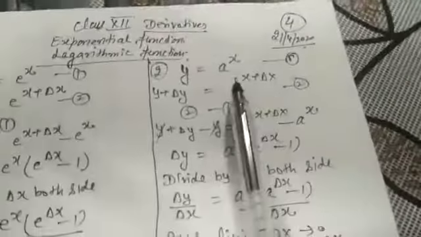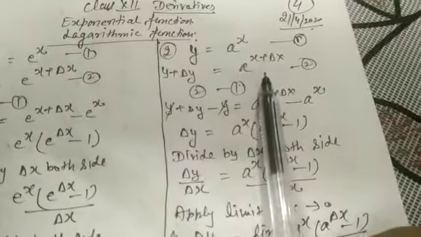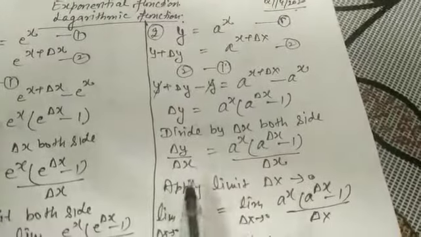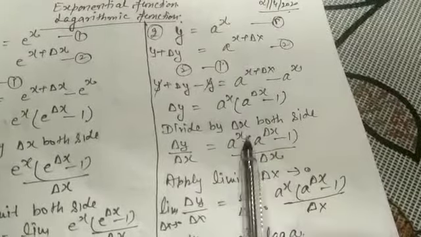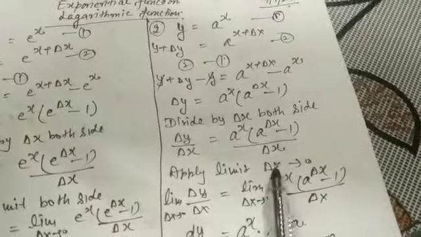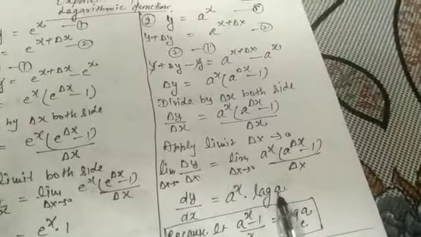Similarly, we find the derivative of a to the power x. Again, y plus delta y, the same changes, and after subtraction, a to the power x is common. Divide by delta x on both sides. Again we apply the limit: a to the power delta x minus 1 upon delta x, as delta x tends to 0. This result is equal to log a, because a represents a constant value.